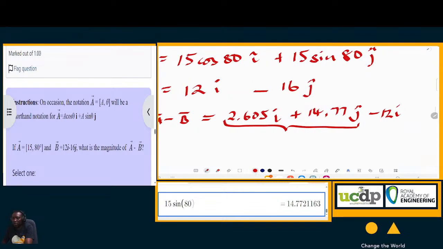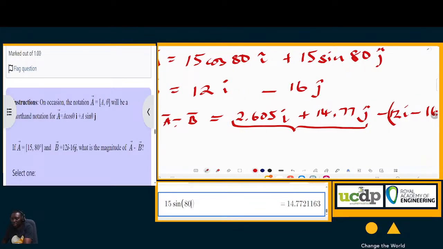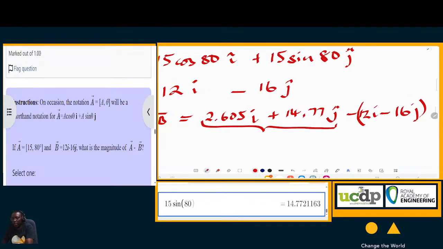What follows? What do I do there? Is it minus 16J? So minus 12I minus 16J, like this. And if we remove the bracket, take note of this negative that's already here and the negative that's in the expression that we are dealing with. So this is the negative for the expression, and if we remove brackets, then this becomes minus minus, so it becomes plus. That's also important to take note of there.